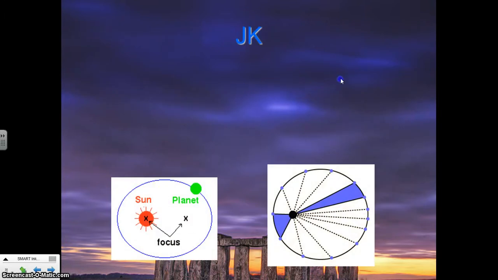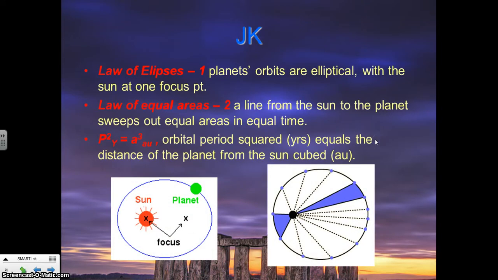Here are the laws stated out for you. Planets' orbits are elliptical. That's law 1, with the sun at one focus point. To make an ellipse, you have to have 2 focus points. One is the sun, the other is just a gravitational balance point called a Lagrange point. Law 2, a line from the sun to the planet sweeps out equal areas in equal time. That's this diagram right here.